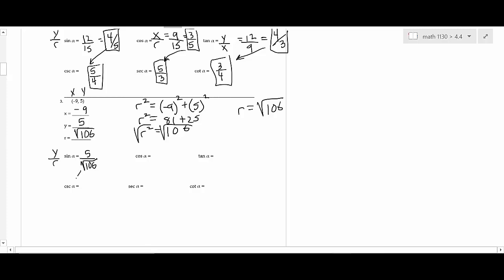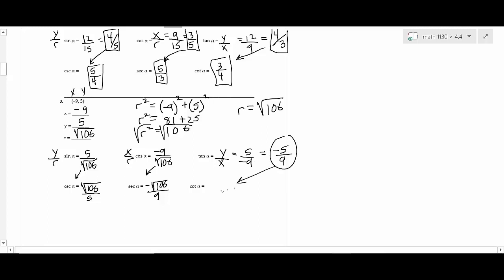So the cosecant, you might as well do that now. It's just the reciprocal of the sine. So that's square root of 106 over 5. That takes care of that. The cosine is x over r. So that would be -9 over square root of 106. Okay, the secant's the reciprocal of the cosine. So that would be negative root 106 over 9 is just a negative, so put the negative in the numerator is kind of standard. The tangent's y over x, so that would be 5 over -9. Best way to write that's -5/9. And then the cotangent's going to be the reciprocal of that, so that's -9/5 like that.